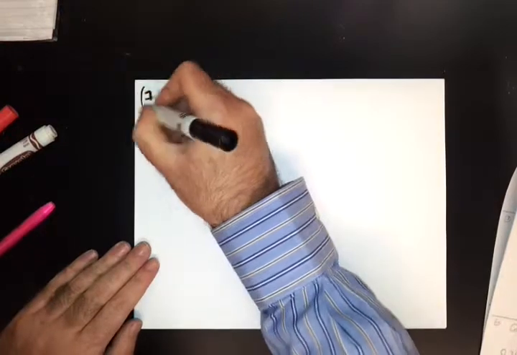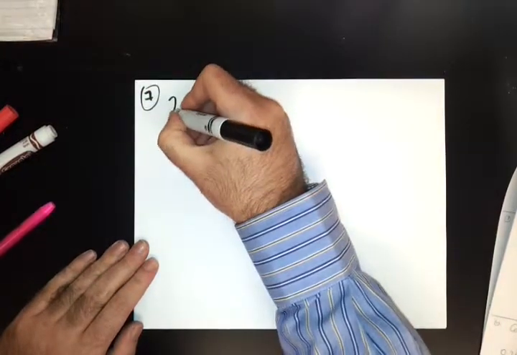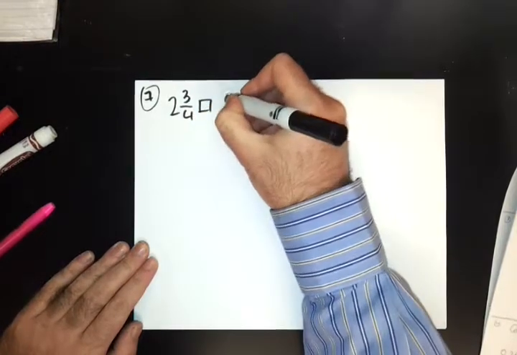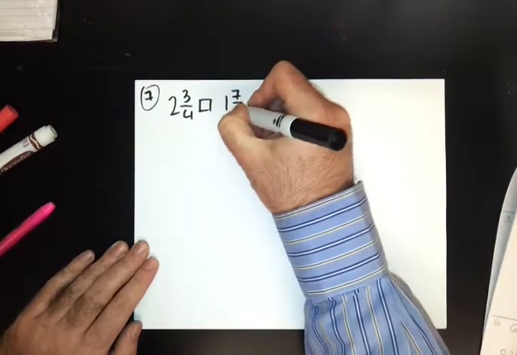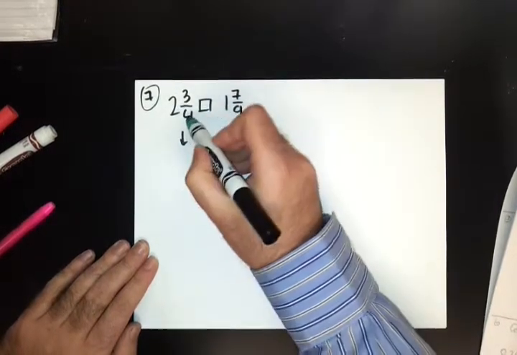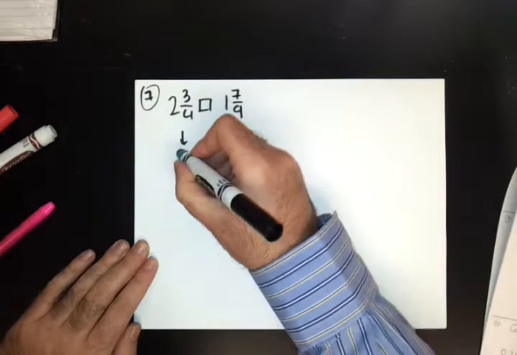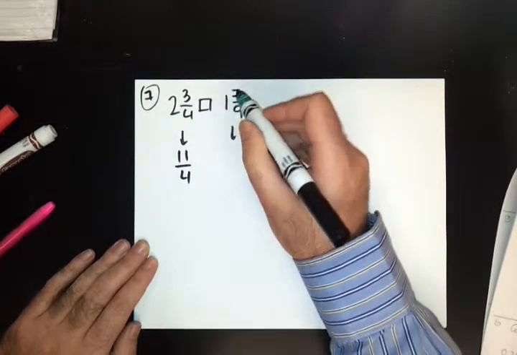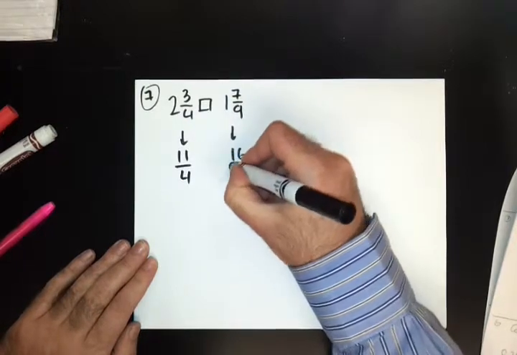Next up is going to be number 7, which is mixed numbers. First step is to convert the mixed numbers. 2 times 4 is 8. 8 plus 3 is 11. 1 times 9 is 9. 9 plus 7 is 16.